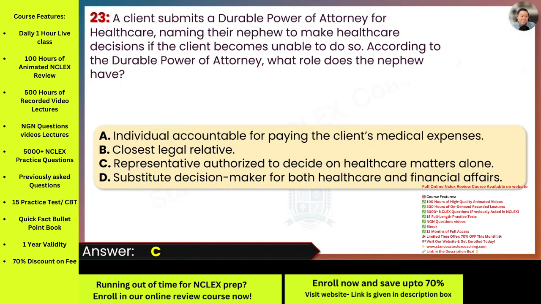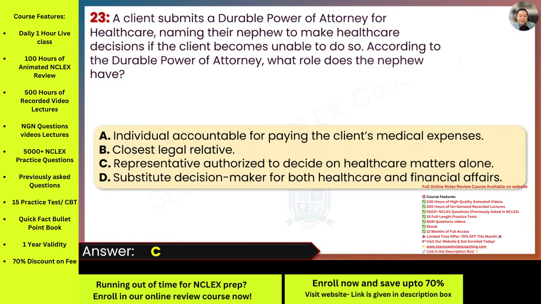Now, letter B, why is this incorrect? Closest legal relative. Well, the DPOA for healthcare is not going to change who the client's next of kin is. The closest legal relative could be the spouse, the parent, or the child. They still have certain legal rights, but they do not automatically gain medical decision-making power unless they are named in the advance directive. And so the document about the durable power of attorney for healthcare names a healthcare proxy, but it does not change legal family relationships.